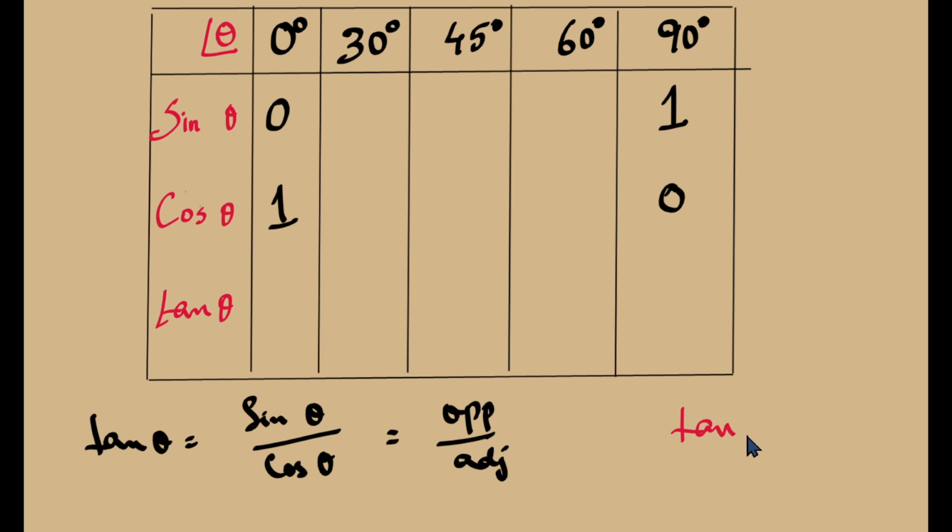We'll do it one by one. What happens when the angle takes 0 degrees? Tan 0 degrees becomes equal to 0 by 1. So 0 divided by any number is 0. So let us put 0 here.